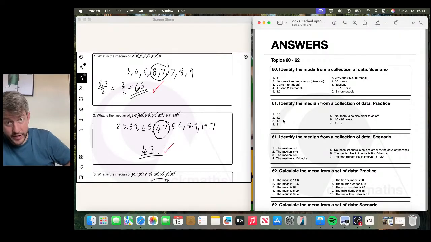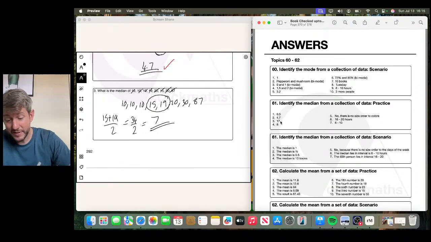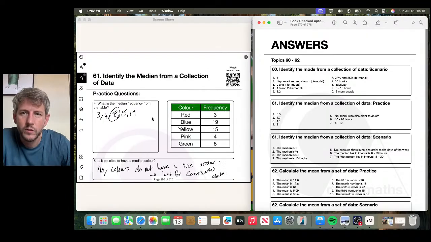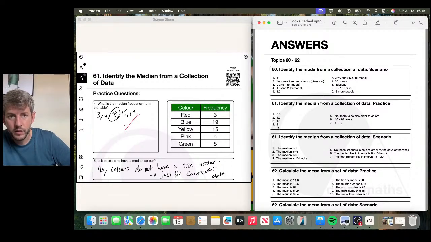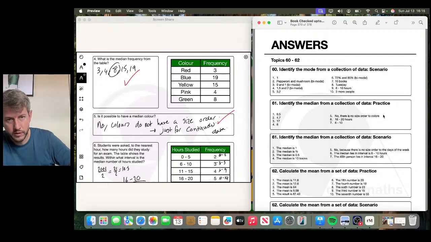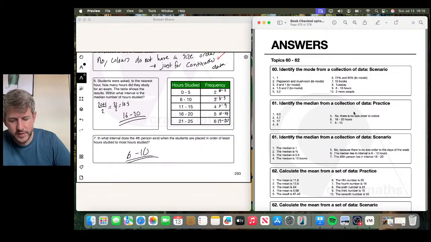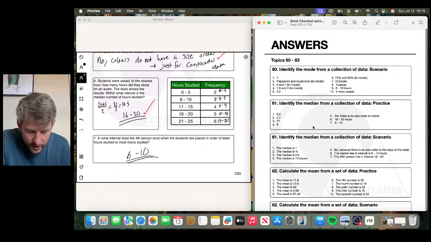Nice, that agrees. 4.7, yeah, we agree here. And then we've got 17. My gosh, I wrote 7. Okay, right, there we go. Question 4 is 8. Yeah. Question 5 is no, there is no size order to colours. Yeah, fine. Perfect. This one here, we have got 16 to 20. Wonderful. And here 6 to 10.